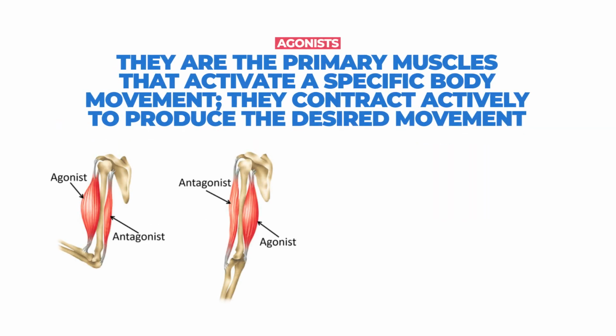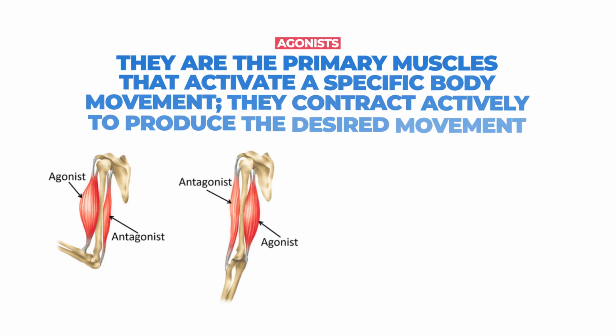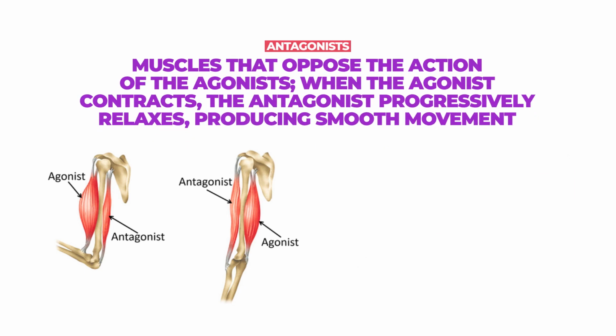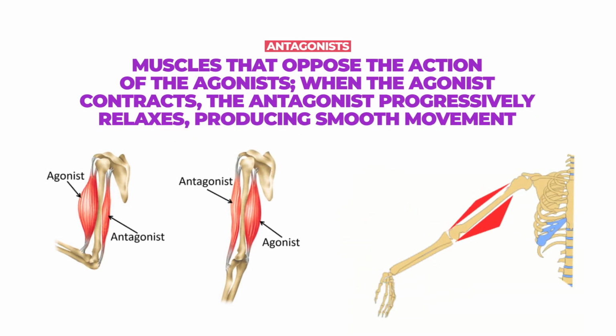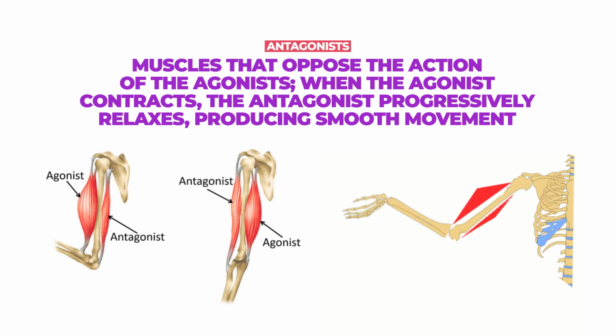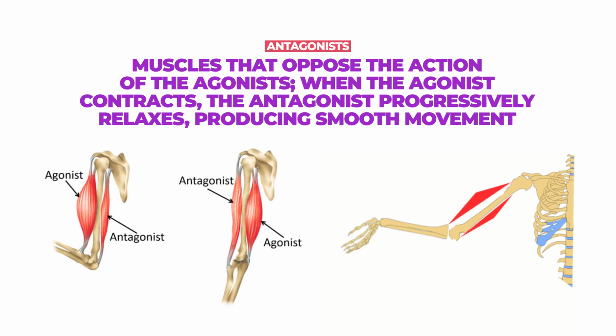We also have classifications related to functions, such as the agonists are the main muscles that activate a specific body movement, and when they contract actively, they produce the desired movement. We have the antagonists, which are muscles that oppose the action of agonists. When the agonist contracts, the antagonist will progressively relax, resulting in a smoother movement.